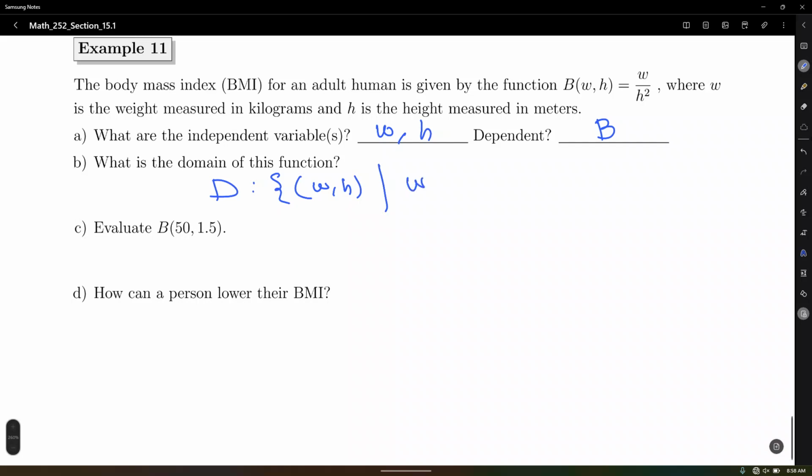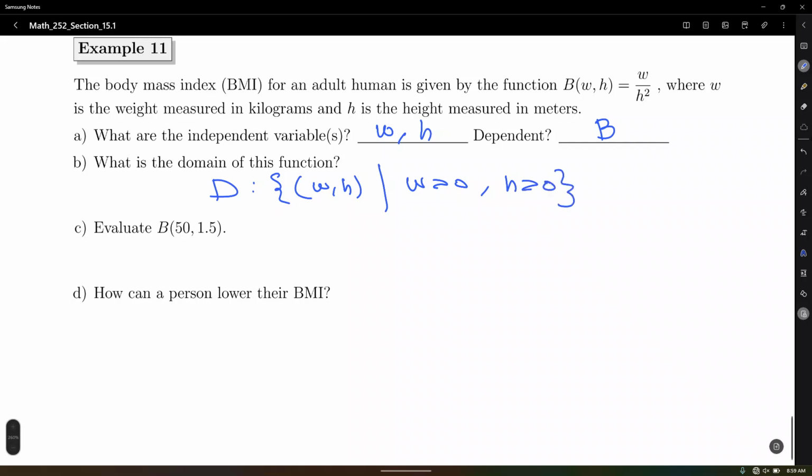So can a person weigh negative kilograms? No. Is there a person with 0 kilograms? Well, that's no person, right? So w greater than 0. What about h? Oh, h squared in the denominator would be undefined if h equals 0. But is 0 the only restriction here? Also negatives, right? There are no negative heights. And there's no 0 height, for two reasons. Algebraically it makes the denominator 0, and physically a person with 0 height is no person, right? So h has to be greater than 0 also.